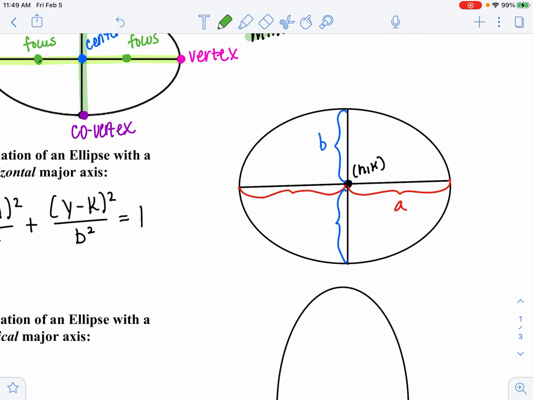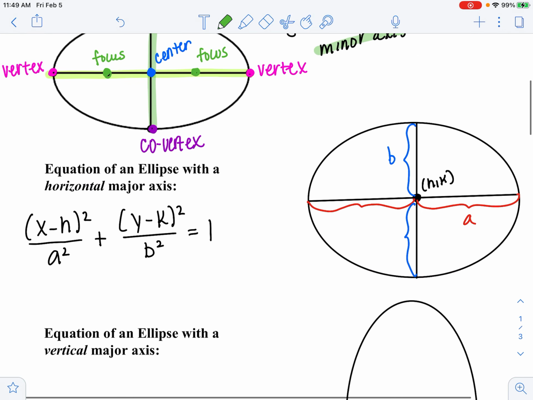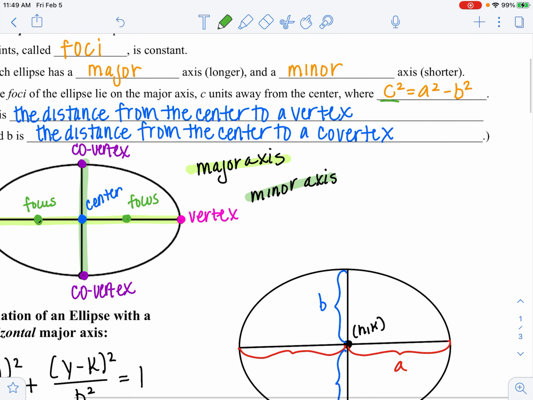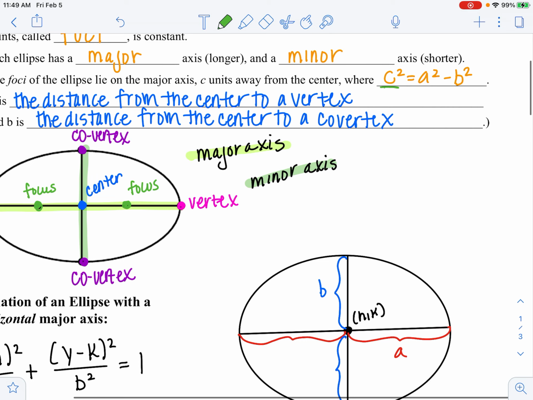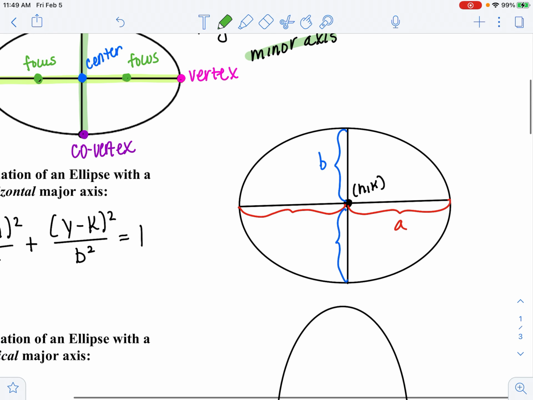And we also have C. Now you might be saying there is no C in here. Well, we need to find foci in C units from your center, where C squared is equal to A squared minus B squared. So there's C units from your center. So let's say you have a focus here and you have a focus here. This distance is C. Okay, so it's this distance right here.